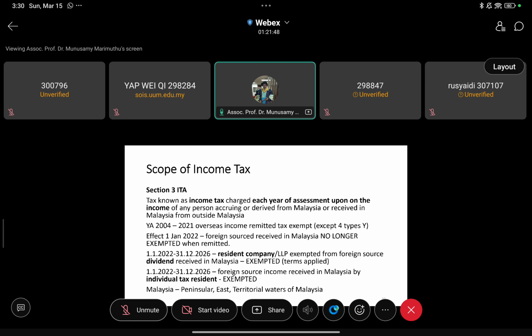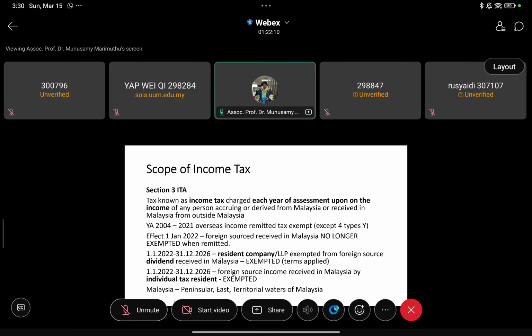So look at this. Foreign source income received in Malaysia by an individual is exempted. That means if you're an individual working in Singapore, you earn money in Singapore and bring it to Malaysia, it will be exempted. But this is only until 2026. We're not sure about 2027.